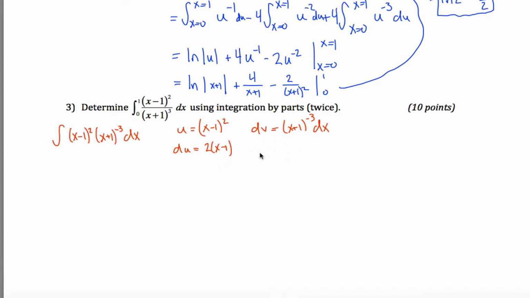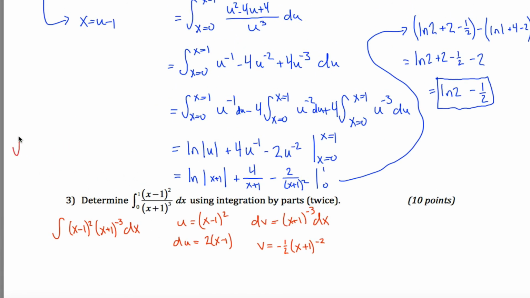If dv equals this, then v must be equal to the antiderivative of this. So I would have x plus 1 to the negative 2 power if I add 1 to the exponent. But wait a minute, if I brought this negative 2 down in front when I was taking derivatives, it would have given me a coefficient. I don't want a coefficient. I better put a negative 1/2 here, so the negative 2 will cancel with it. Here are my pieces. I can use my integration by parts formula.